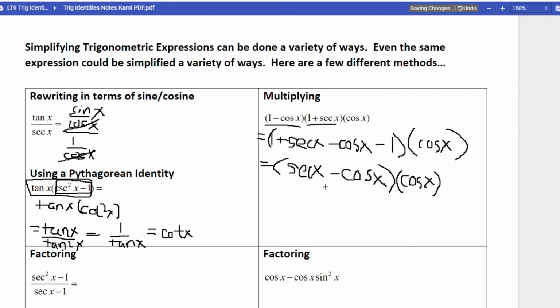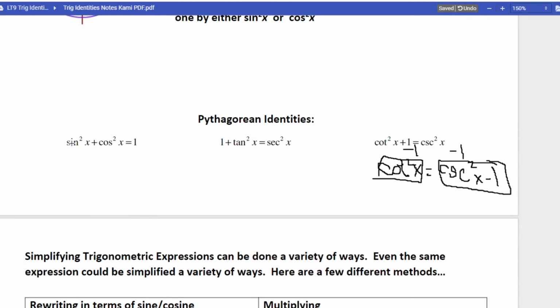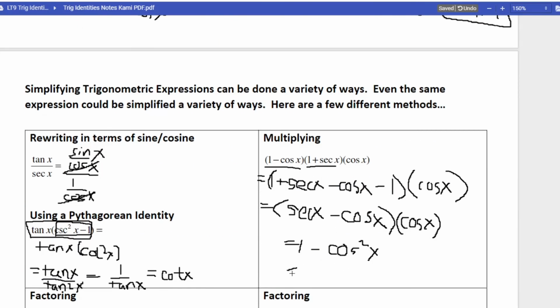So we can distribute this, secant of x times cosine of x. These are reciprocal functions. So that means when we multiply cosine of x times secant of x, we get 1. And then cosine of x times itself is just cosine squared of x. Now, 1 minus cosine squared of x, if we go over here, if we subtract cosine squared of x from both sides, we'll get that sine squared equals 1 minus cosine squared of x. So 1 minus cosine squared of x is sine squared of x. So this is actually sine squared of x.